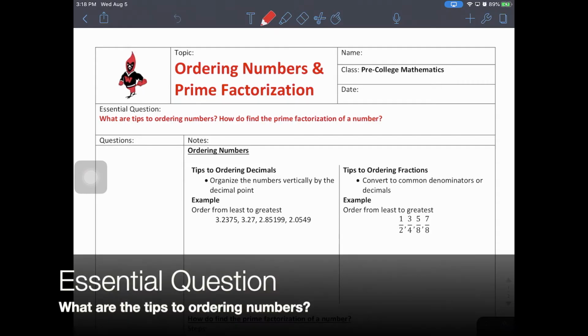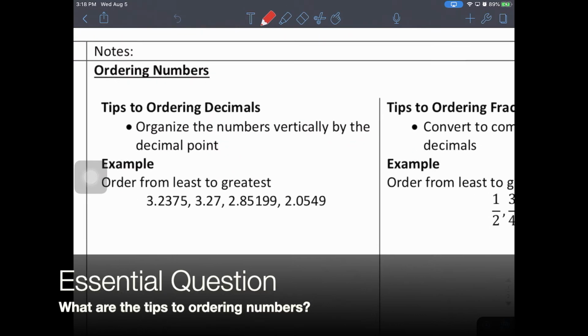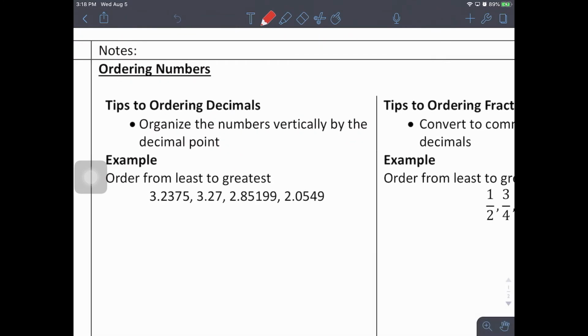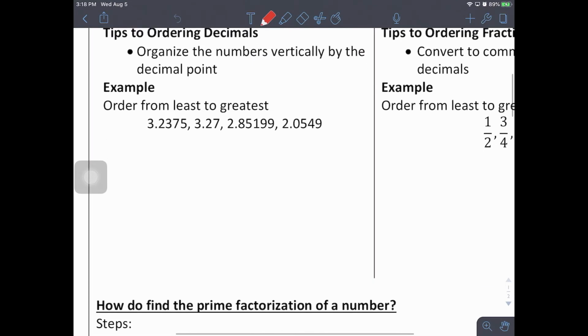In this video, we're going to look at ordering numbers and finding prime factorizations of numbers. So, ordering numbers. Couple tips. You'll either get them in decimal format or in fraction format. If they're in decimals, I highly recommend that you organize them vertically so that way you can compare the place values accurately. Common mistakes often happen because you're doing it quickly and you don't write down the place values or compare the correct place values.